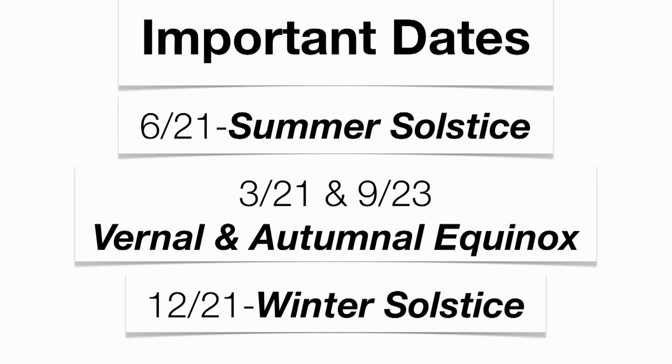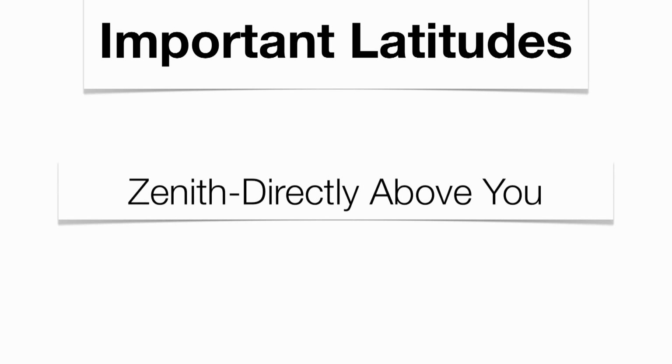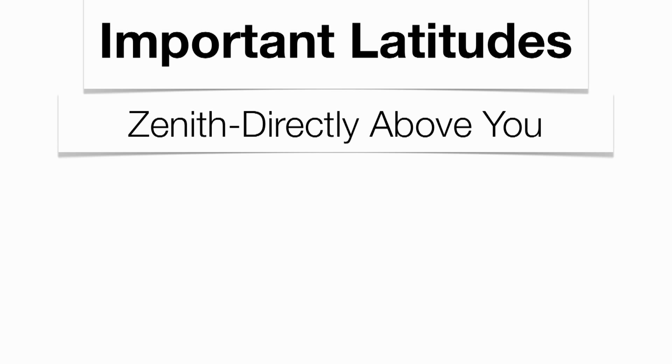Now, you have a couple important dates here. You have the first day of summer, the first day of spring, the first day of fall, and the first day of winter. They all have specific names, so make sure you know the names of those important dates. Now those dates have certain latitudes that you need to associate with them. The reason is because you need to know where the sun is going to be at the zenith on those four basic dates.